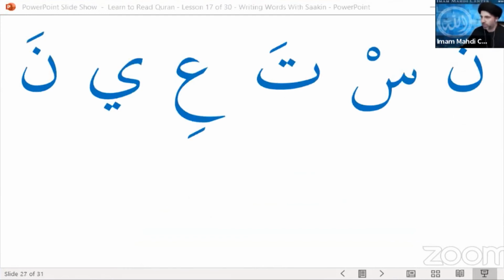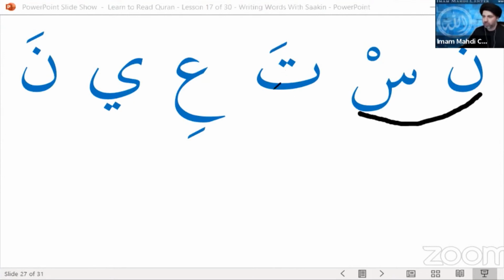We have noon with fatha, which is pronounced by itself na. Then there's sin with saakin after it, so you have to connect the sin with the letter before. So we say nas. This is one syllable. We pronounce them together. Nas. And when we pronounce a letter that has saakin, we move on to the next letter. It doesn't have a vowel of its own. We say nas, then move to the next letter.